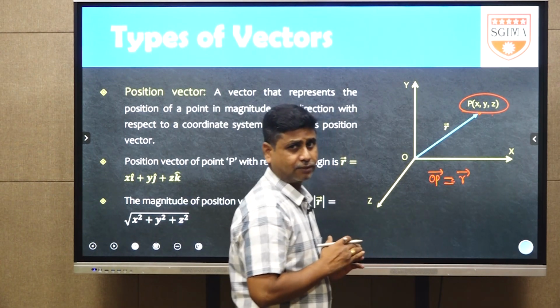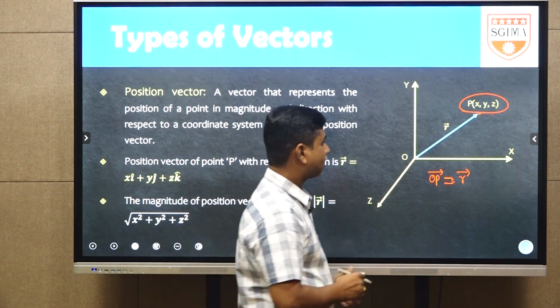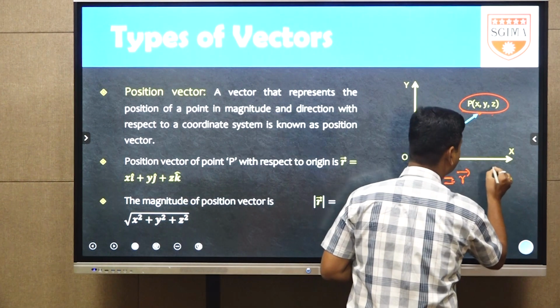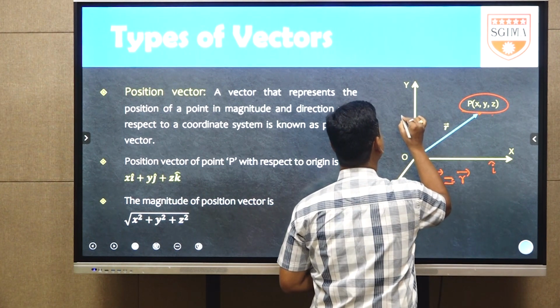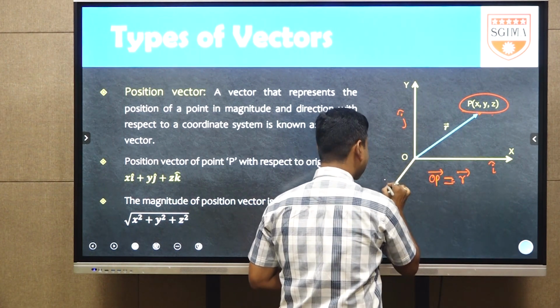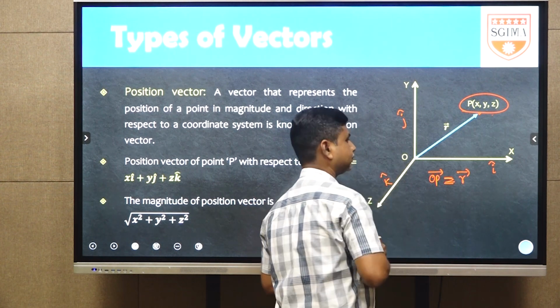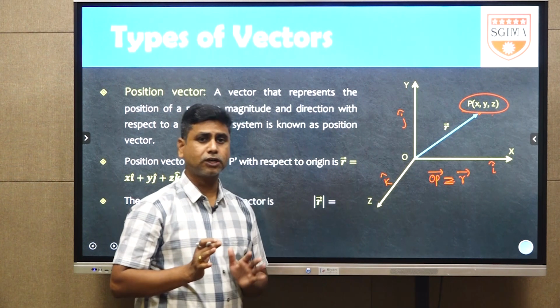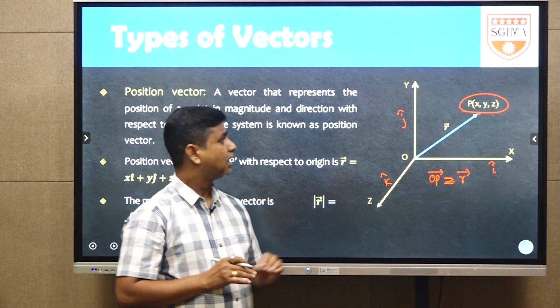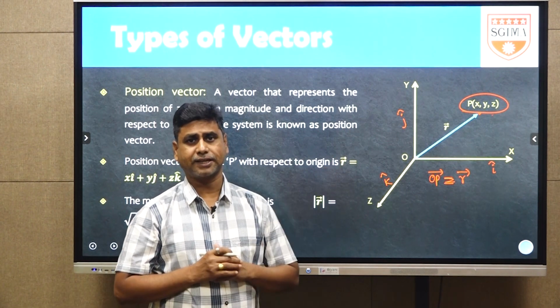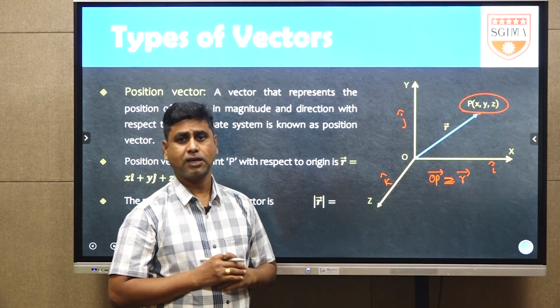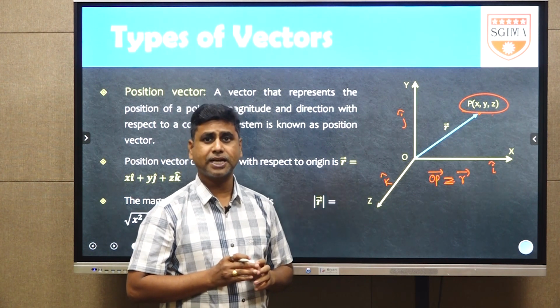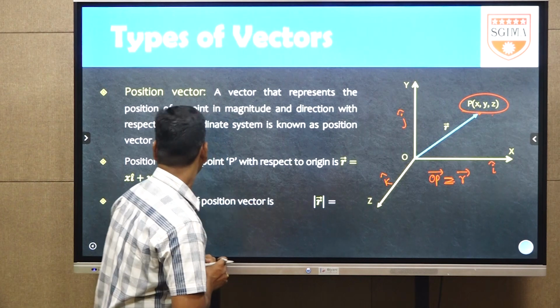Actually, unit vectors are there. Along the x direction the unit vector is i cap, along the y direction the unit vector is j cap, and along the z direction the unit vector is k cap. i cap represents the x magnitude acting along the x direction, j cap represents the y magnitude acting along the y direction, and k cap represents the z magnitude acting along the z direction.